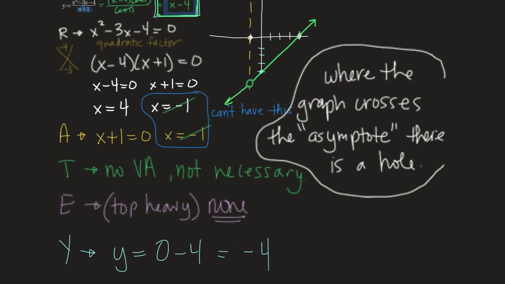But what about if the numerator cancels out? Let's look at that example. So here we have an example where it's bottom heavy, right? We have an x squared in the denominator and just an x in the numerator. Okay, so we should know already that there's going to be a horizontal asymptote at y equals 0, but let's run through our R, A, T, E, and Y.